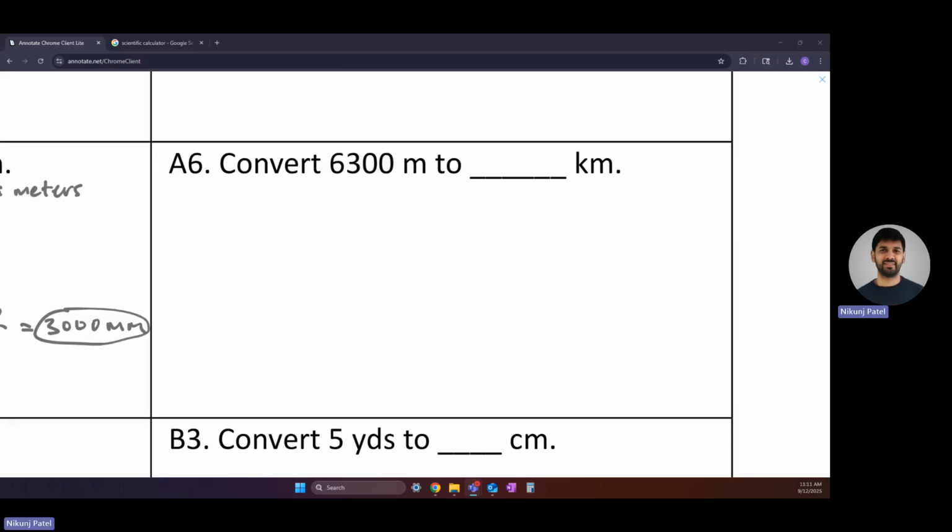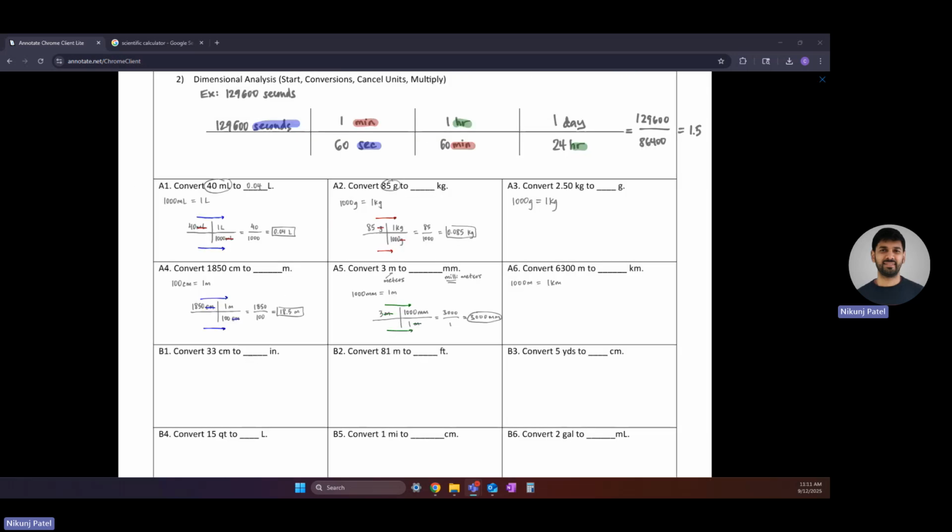A6 converts from meters to kilometers. So when we're going from base to kilo, we know that kilo represents 1,000 of the base unit. 1,000 meters is equal to 1 kilometer. So see if you can set this up on your own and check with the key later on.